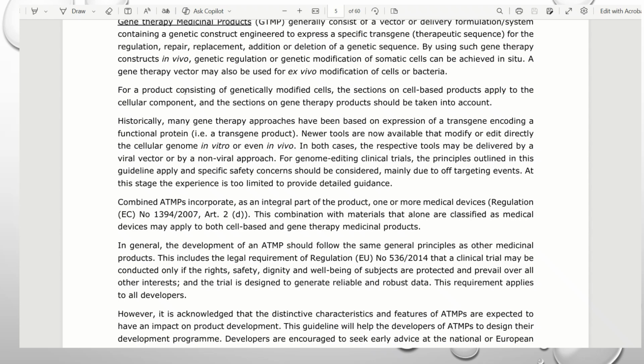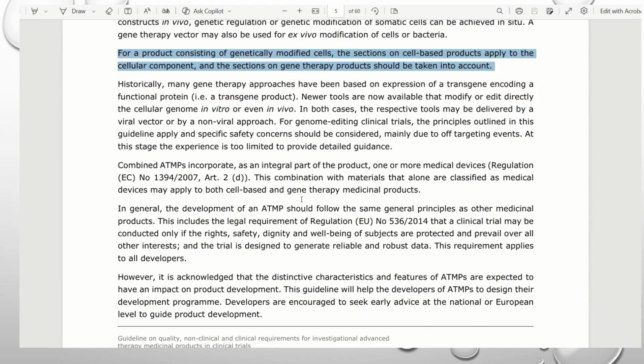So for a product consisting of genetically modified cells, the sections on cell-based products apply to the cellular components, and the sections on gene therapy products should also be taken into account. So it means that you should take both sets of information into consideration because they fulfill both requirements.